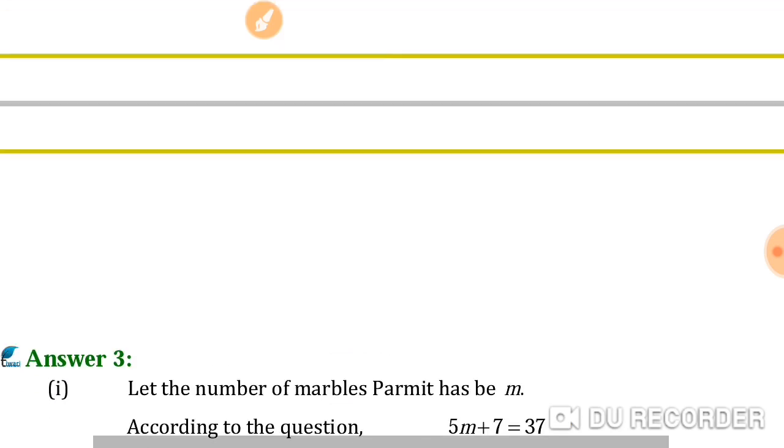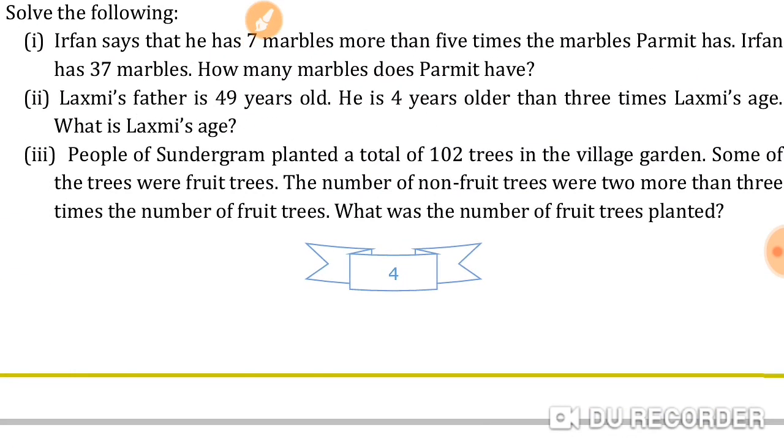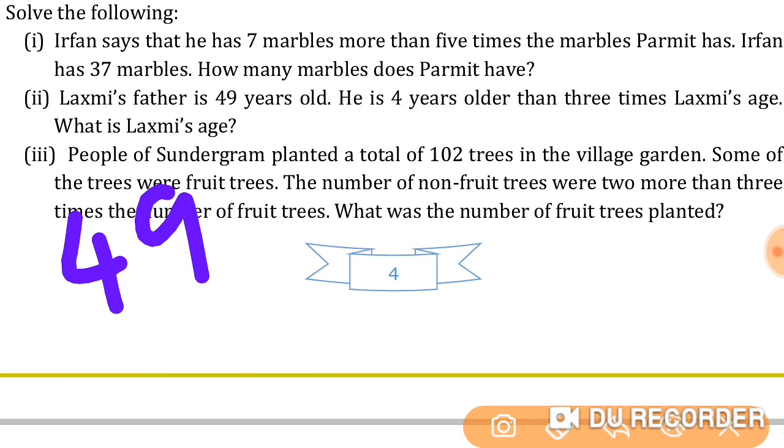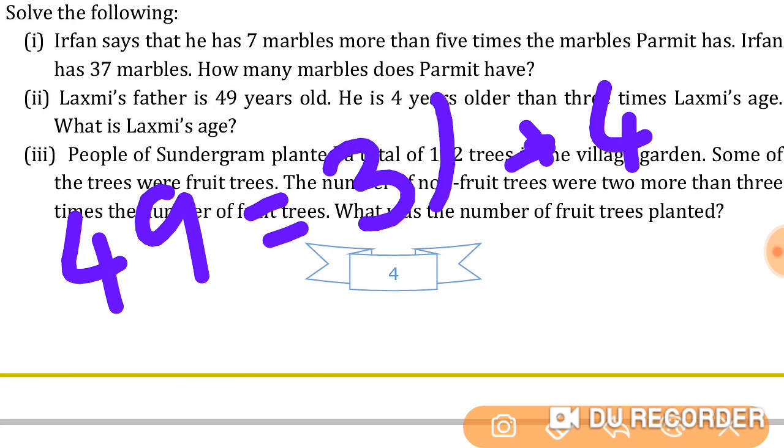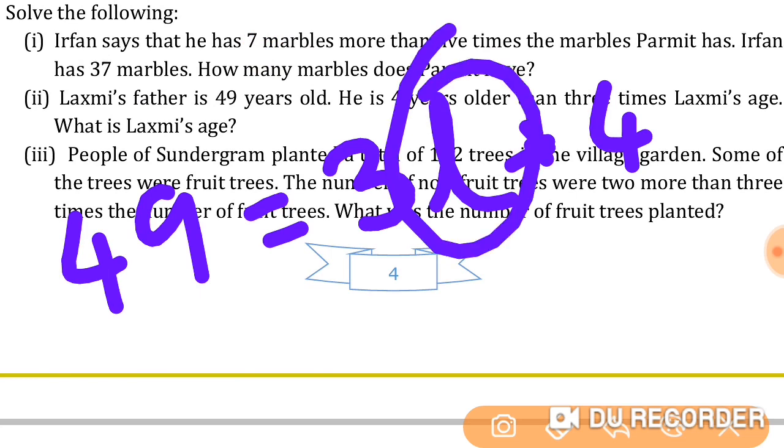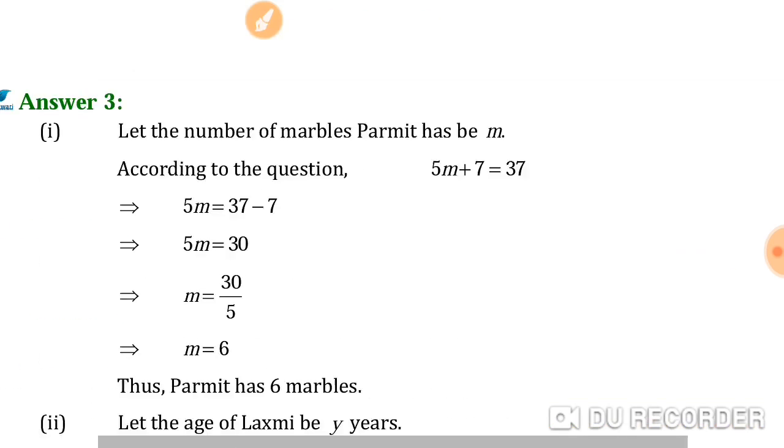Then next one, Lakshmi's father is 49 years old, and he is 4 years older than 3 times Lakshmi's age. Older means addition of 4. So what is Lakshmi's age? We can take it as L or any other letter. So this is your equation. Find the value of Lakshmi's age.